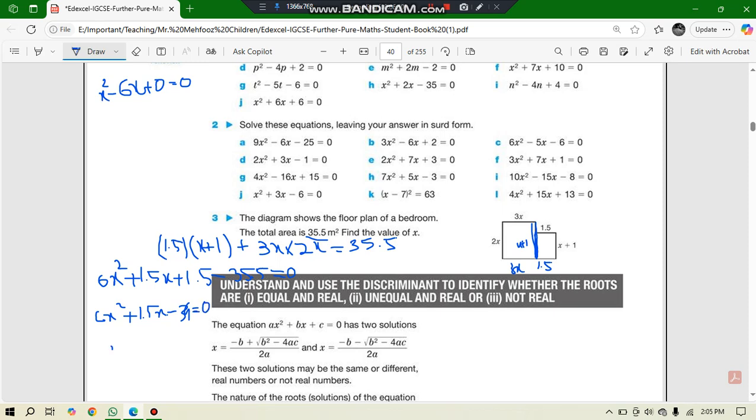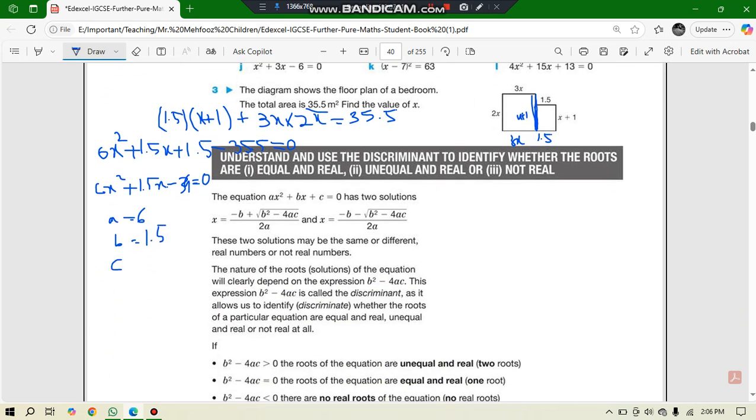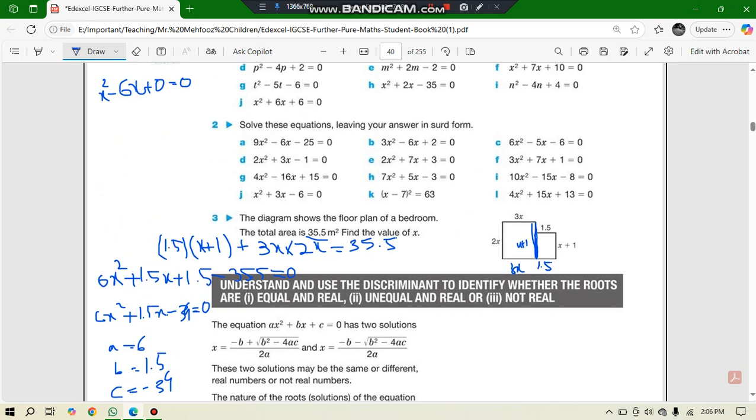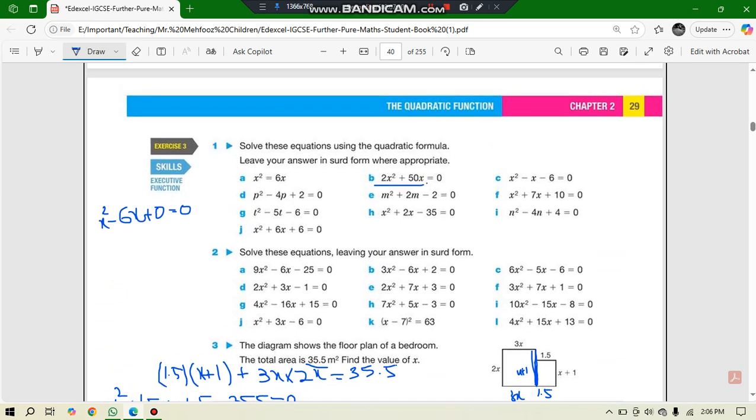And you can see that the value of a is 6, the value of b is 1.5, and the value of c is minus 34. So we use the quadratic formula to find the value of x, right? So x can be found by using the quadratic formula. So this is your exercise 3 completed.